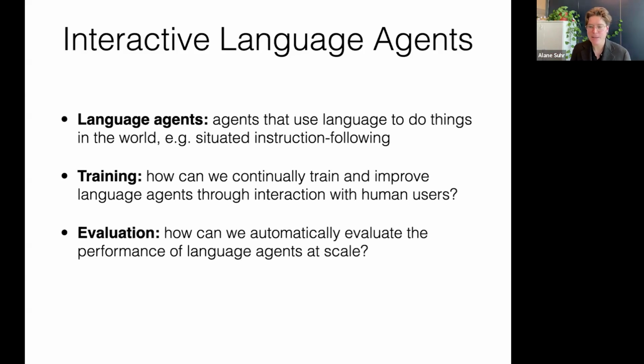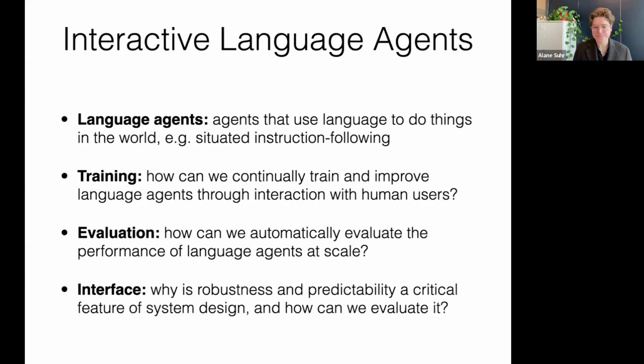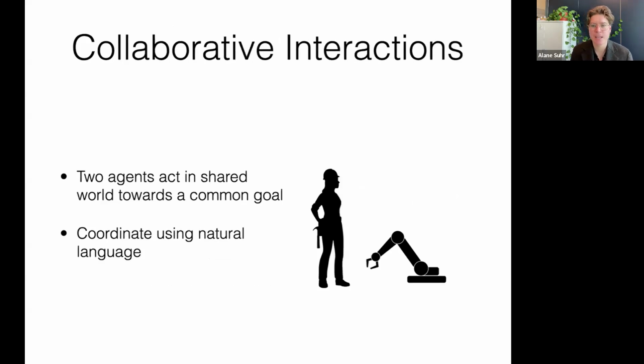And how can we evaluate these models at scale on new tasks and new domains that we maybe don't have the right benchmarks for yet. And then finally, talking about model interface design, why is robustness of these models and predictability of their behavior a really critical feature of system design, and how could we evaluate this in a model?